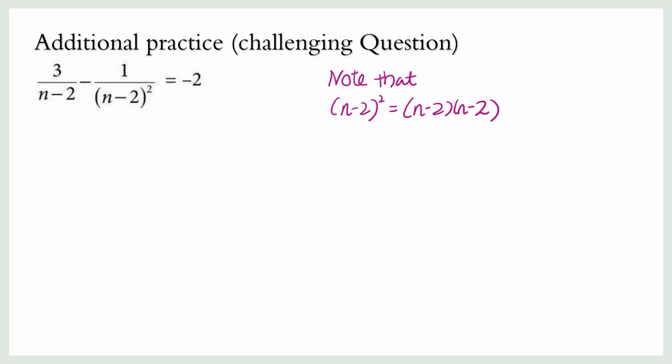Right, let's look at another question. This one is rather challenging. So first thing first, we need to understand that the bracket n minus 2 to the power of 2 is actually just a perfect square. So if you were to break it down, it's n minus 2 times n minus 2.